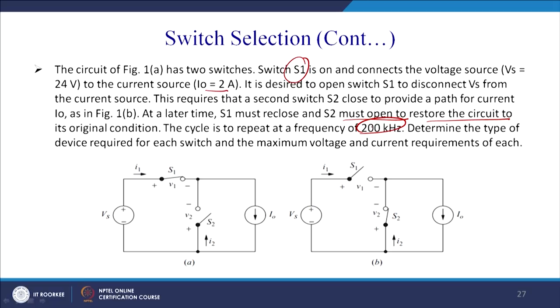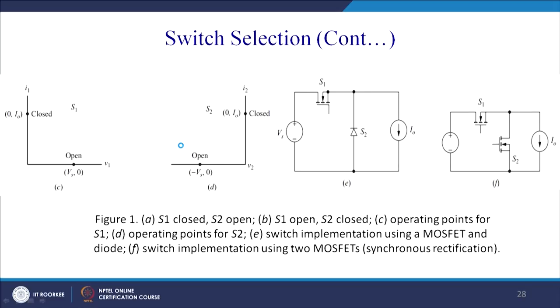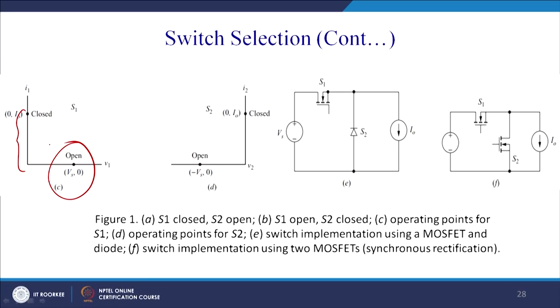So, determine the kind of device required for each switch and the maximum voltage and current required for each of the elements. You can see that for switch S1, when it is closed, it has to carry a current of I0, but you take some factor of safety. Similarly, when it is off, it has to block the voltage VS. And similarly for S2, what happens? S2 is open, then it has to block the voltage of minus VS and it will carry the current of I0. So, from these characteristics, we can visualize what kind of device I require.